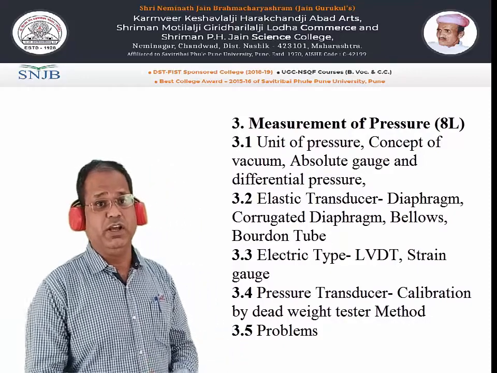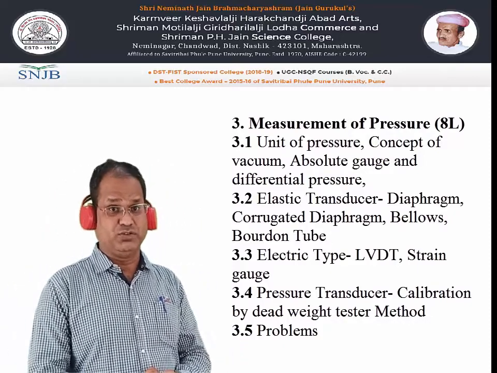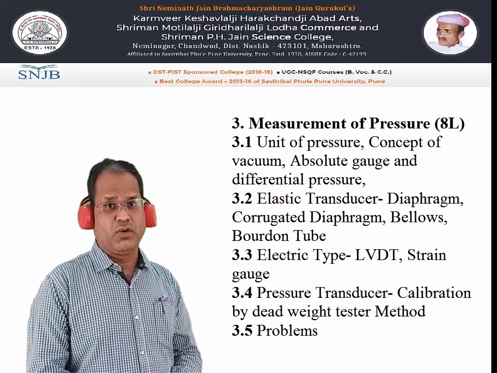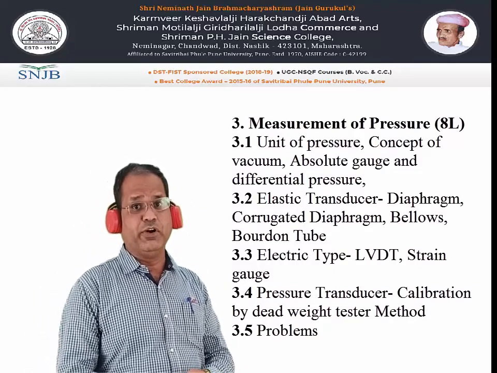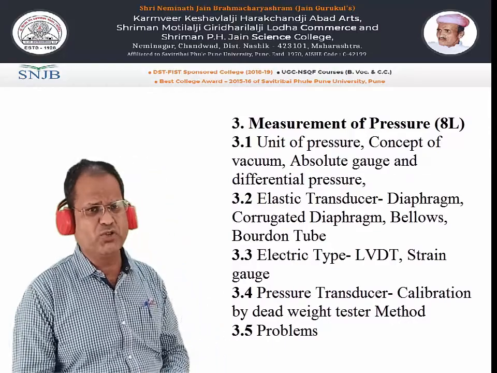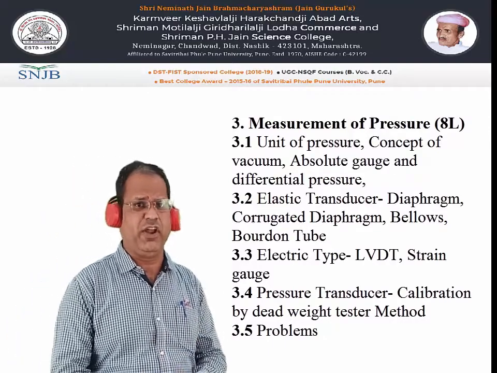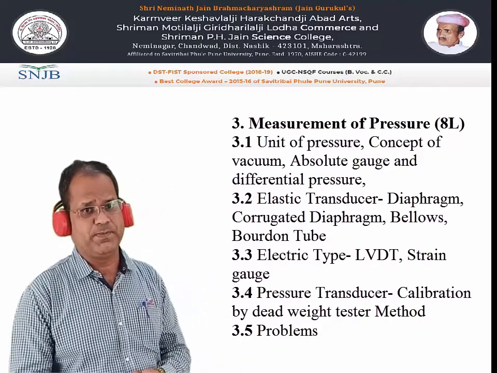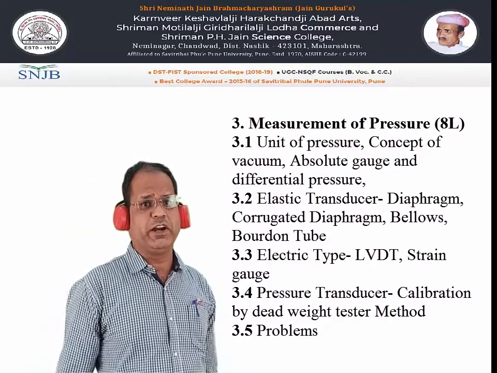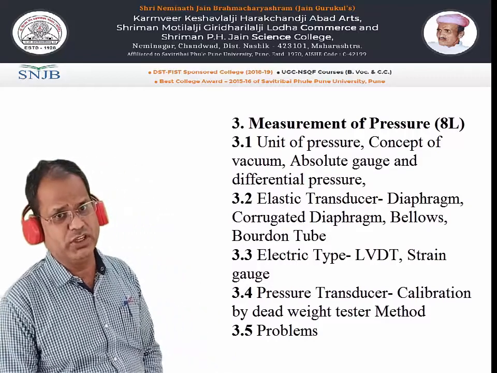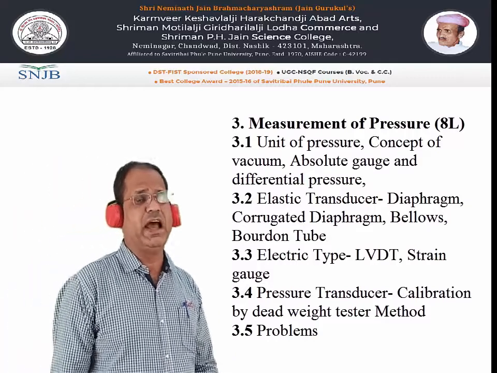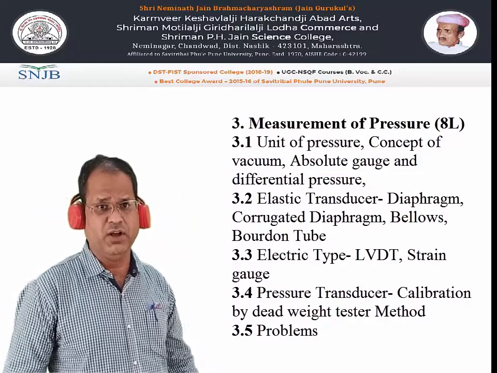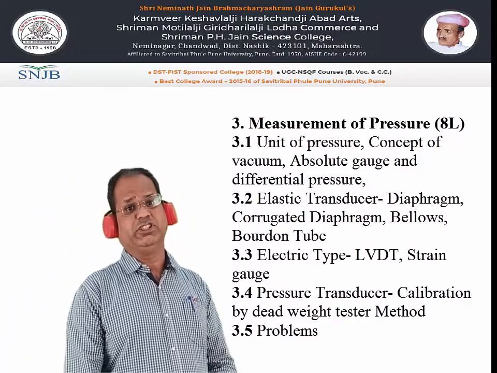Then we have to study elastic type transducers. In elastic transducers there are the diaphragm, corrugated diaphragm, bellows and Bourdon tube. We have to study the principle, construction and working of all these elastic type transducers. Then we go to electric type transducers, in which there are the LVDT and strain gauge. Also we have to study the principle, construction and working of the LVDT and strain gauge.